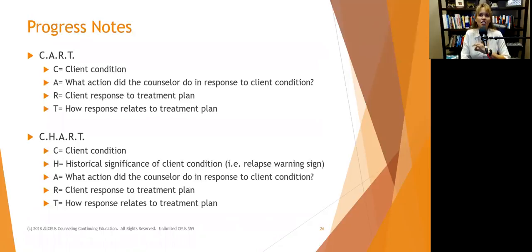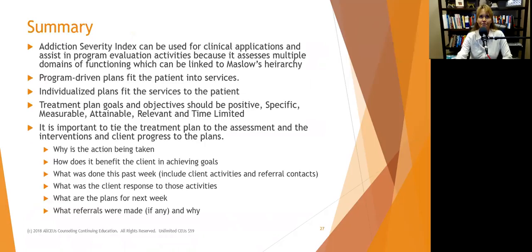A, what action did we do in response to the client condition? So again, make the client aware of any concerns or any trends you see. R, what is the client's response to the treatment plan? And T, how does the response relate to the treatment plan? So again, those are just different ways you can figure out how to get stuff in your notes. I like the SOAP format better than any of the others, but your agency may be a little different.